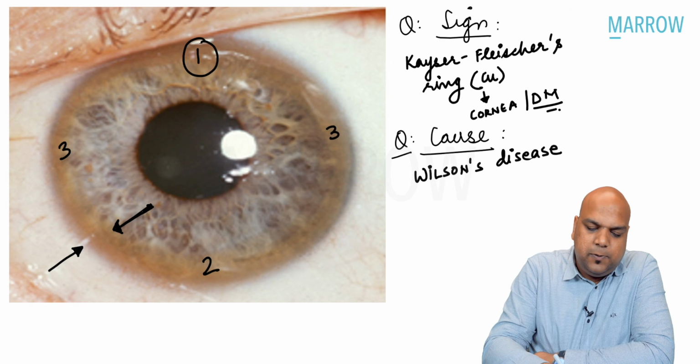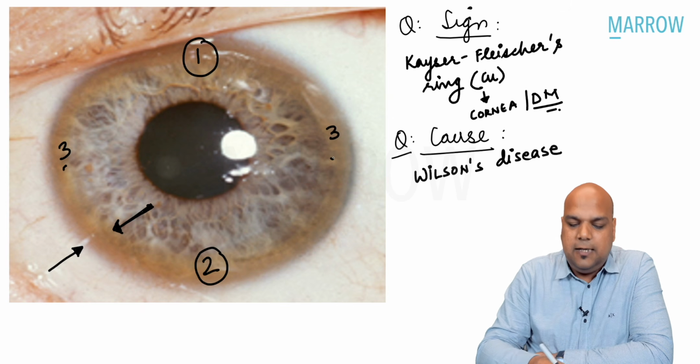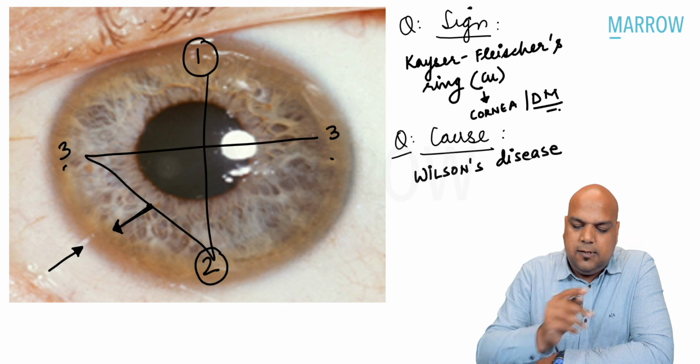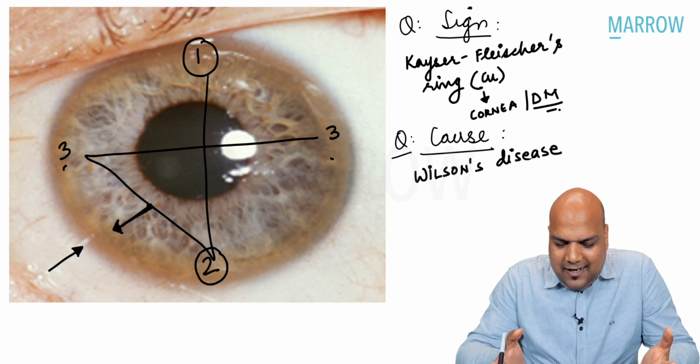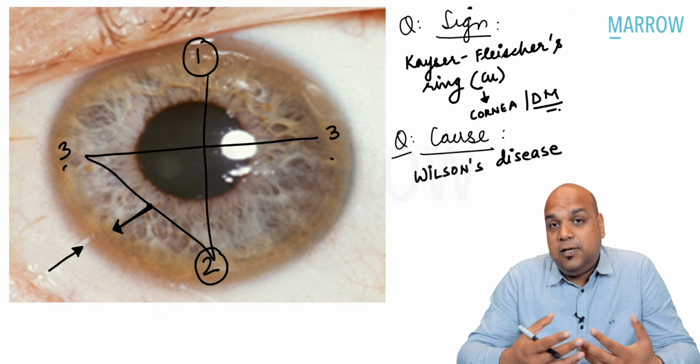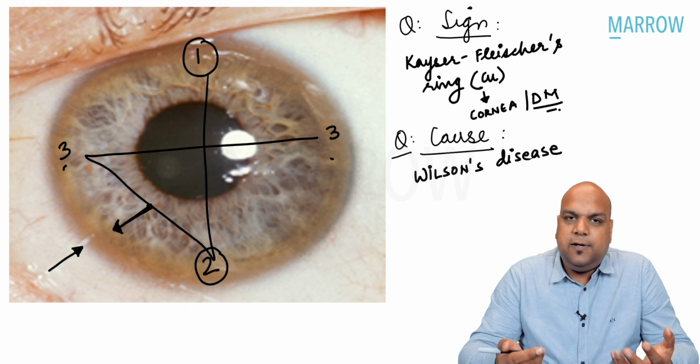It starts superiorly, then it affects the inferior part, and then finally the lateral part. This is how it affects: 1, 2, 3. Am I clear about this, everyone? It is seen in all the neurological cases of Wilson's disease, but it is not seen in all the cases of hepatic disease with Kayser-Fleischer ring.